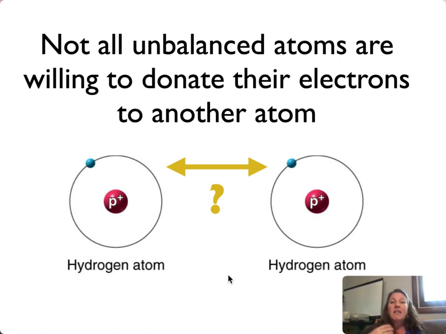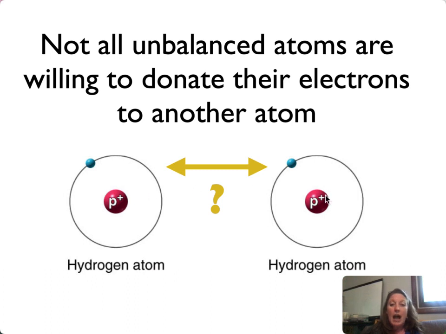Now, not all unbalanced atoms are willing to donate their electrons to another atom. Let's take a look at hydrogen here. Hydrogen has a proton and an electron, but that means it's got one electron in its valence shell. It's an odd number and it's not balanced. Remember, atoms like to have things in even numbers, paired and balanced.